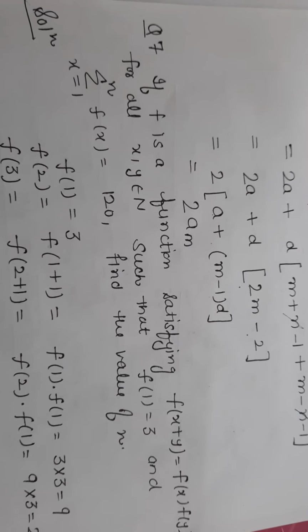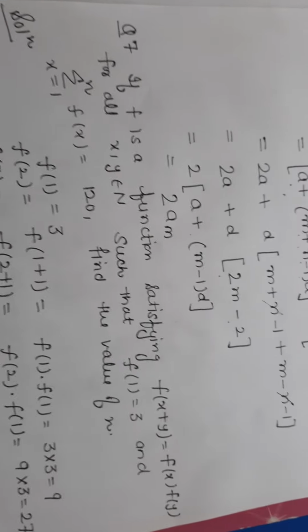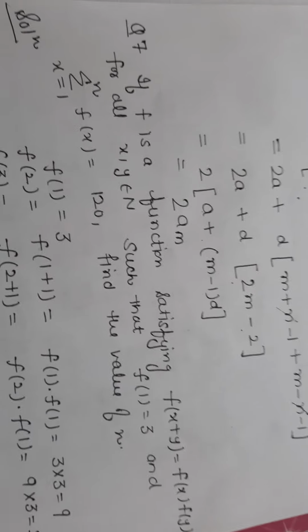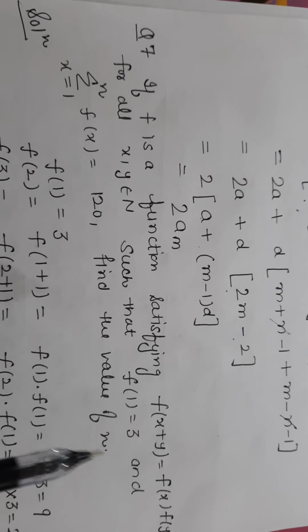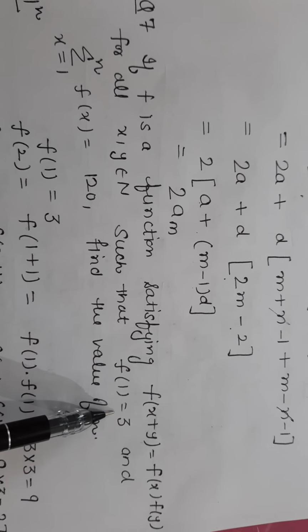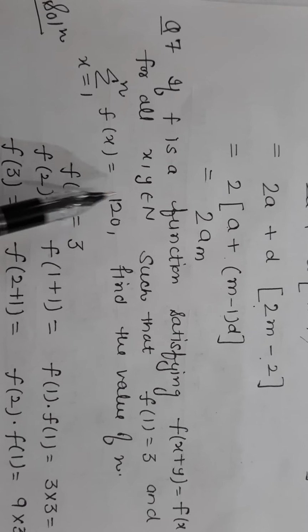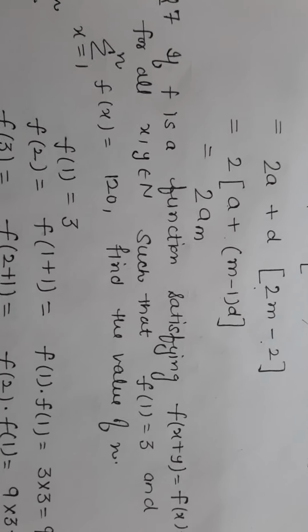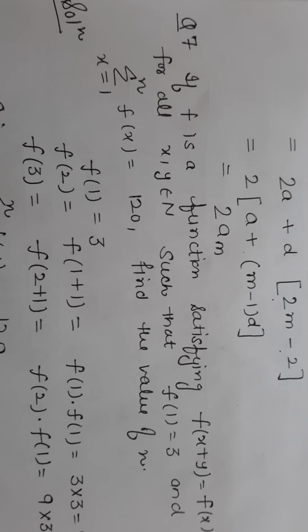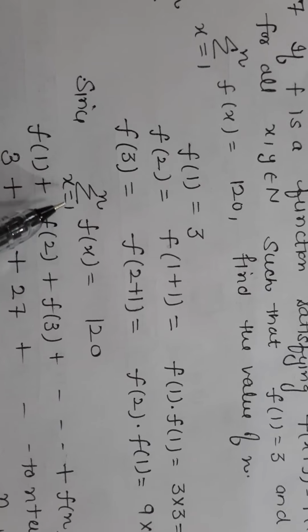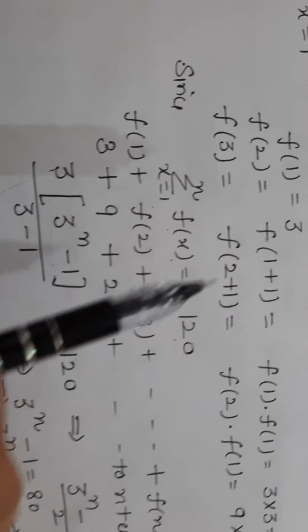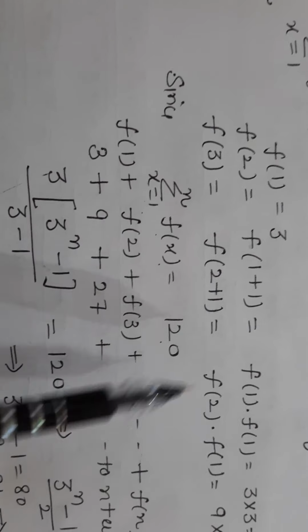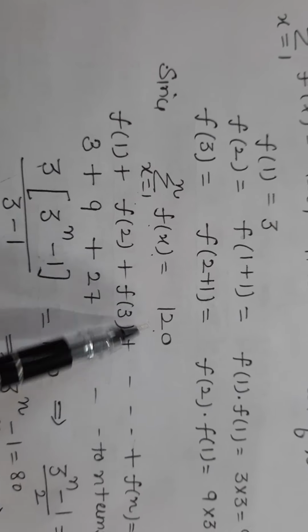Question number 7. If f is a function satisfying f of (x plus y) is f(x) into f(y) for all x, y belongs to natural numbers such that f of 1 is equal to 3, and this summation is equal to 120, find the value of n. Now first we are given that the summation x varies from 1 to n, f of x is 120. Means in this series we are going to have n terms, and the sum of these n terms is 120.